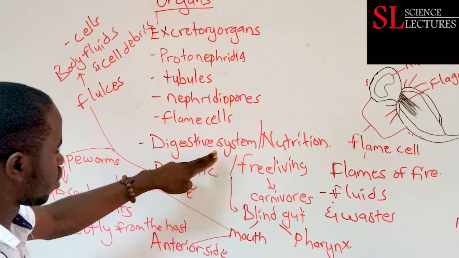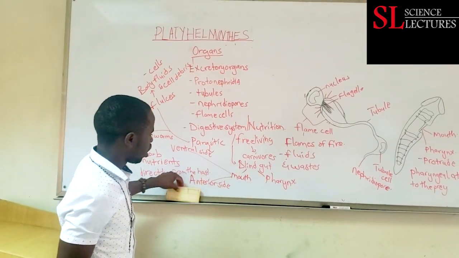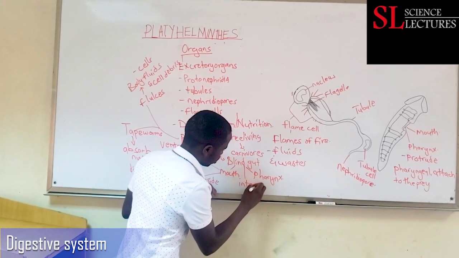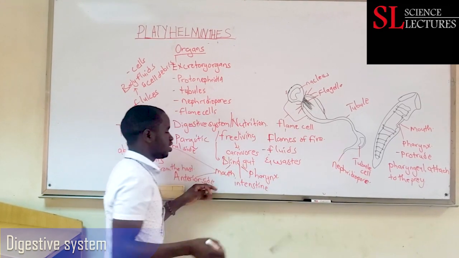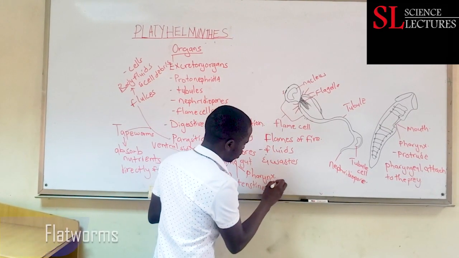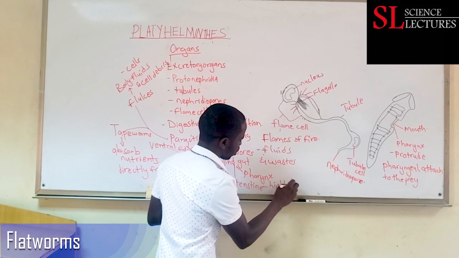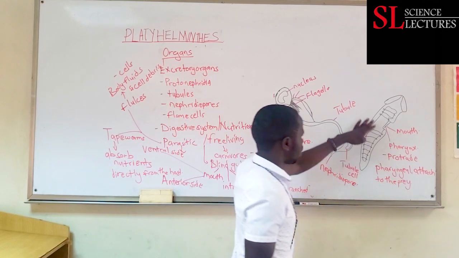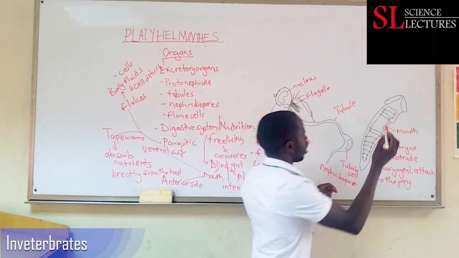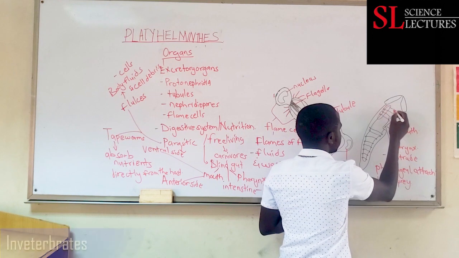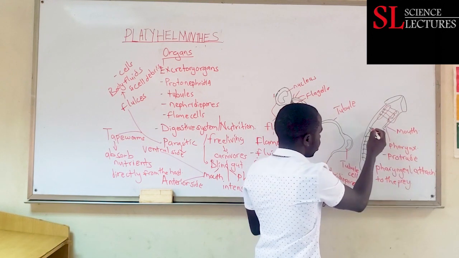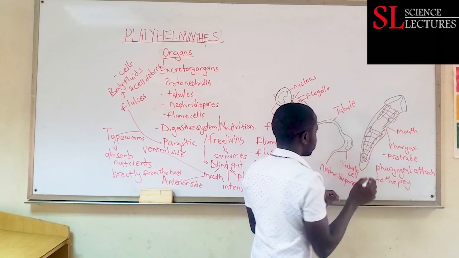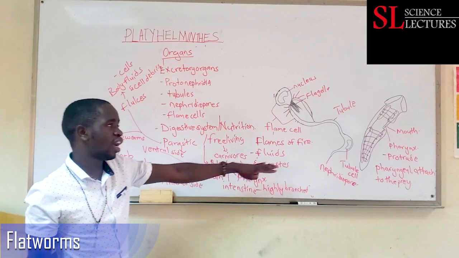Then, still on the digestive system, we said it has a mouth, pharynx, and an intestine. And this intestine is highly branched. What I have here is just an ultrastructure. This is a branch of the intestine. This is also another branch of the intestine, and this is also another branch of the intestine. So the intestine is highly branched.